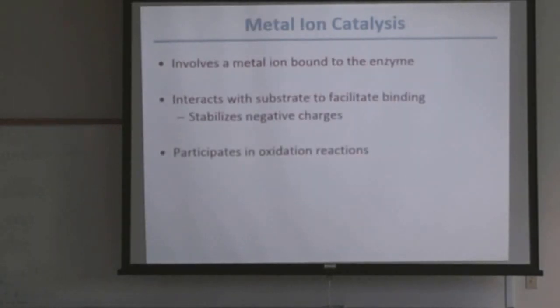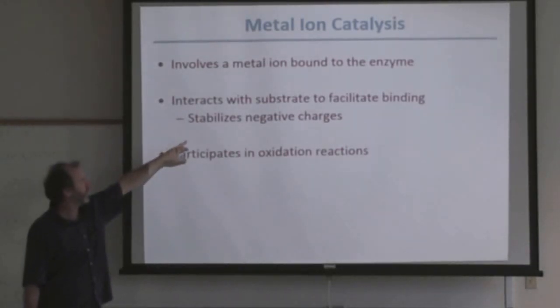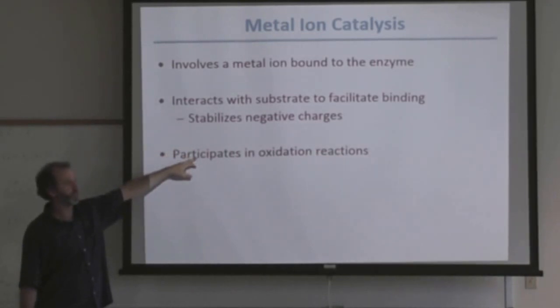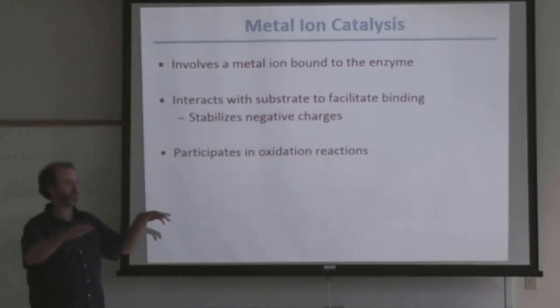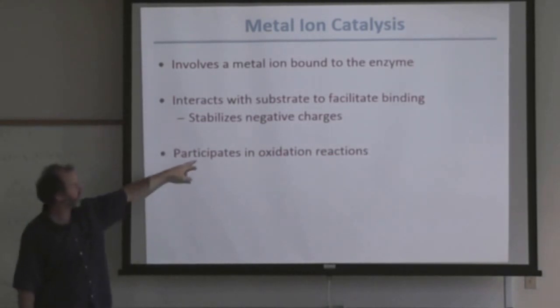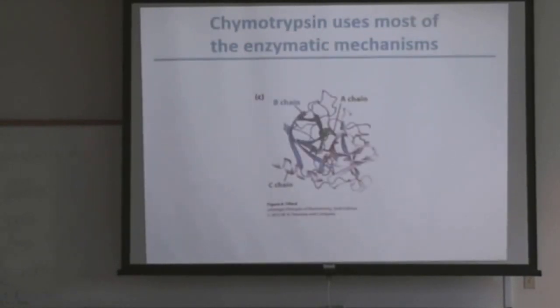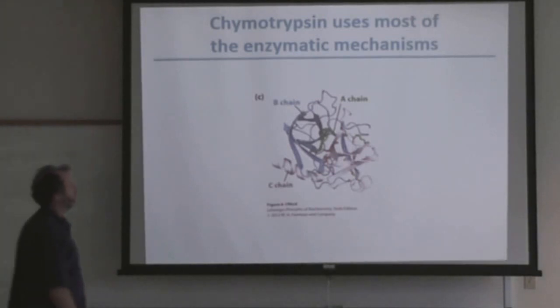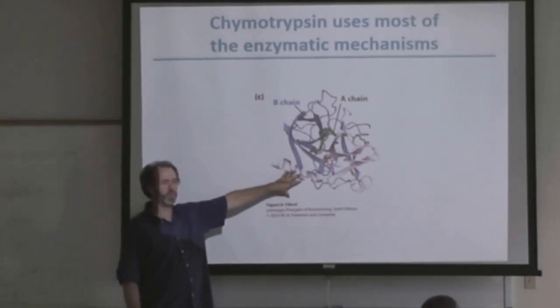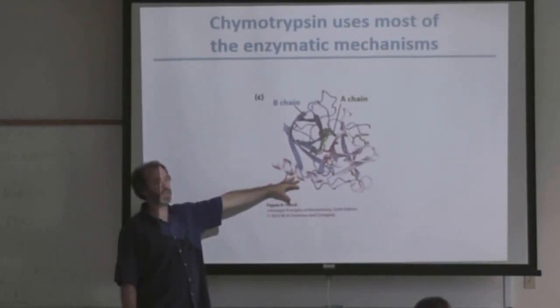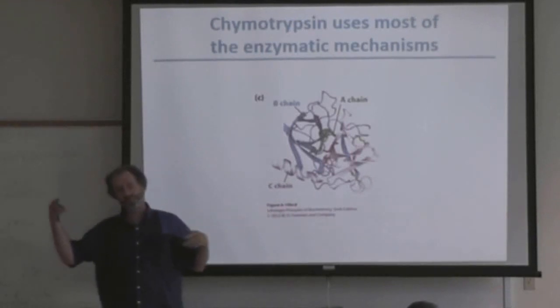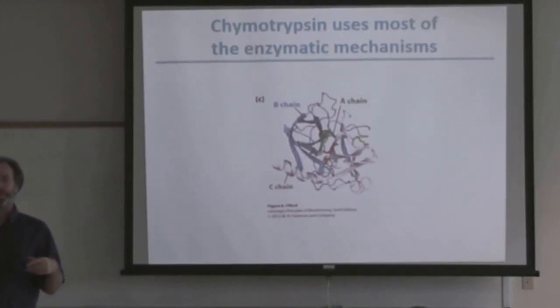Like I said, metal ion catalysis involves a bound metal that interacts with the substrate to facilitate binding. It mostly stabilizes negative charge. So magnesium, with its 2+ charge, is able to stabilize negative charge, and it'll participate in oxidation reactions. Chymotrypsin uses most of the enzymatic mechanisms. Anybody know what chymotrypsin is? It's a protease that specifically cuts peptide bonds after aromatic amino acids.